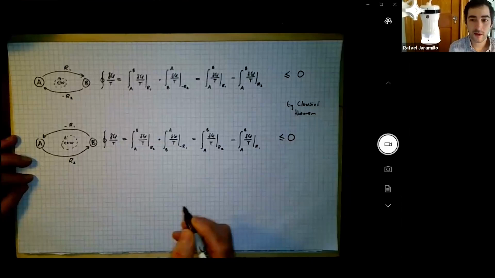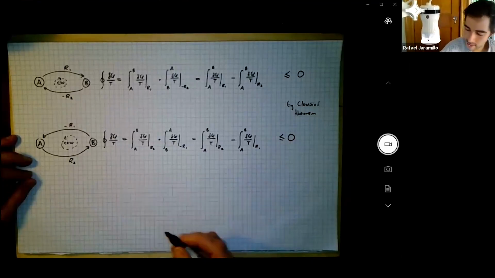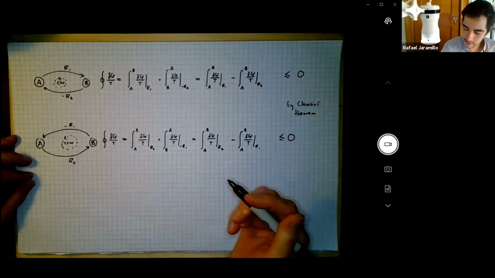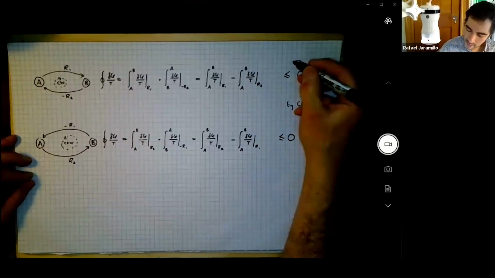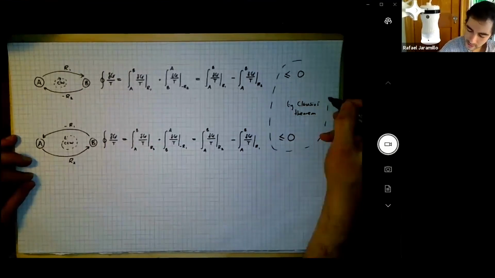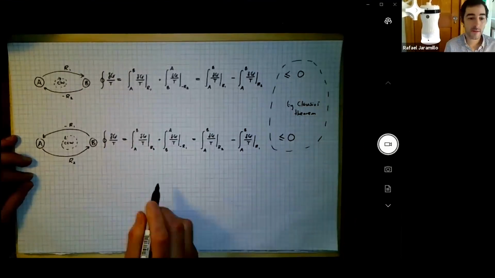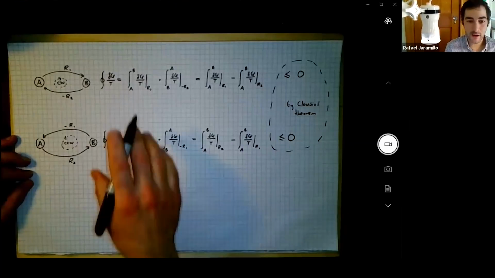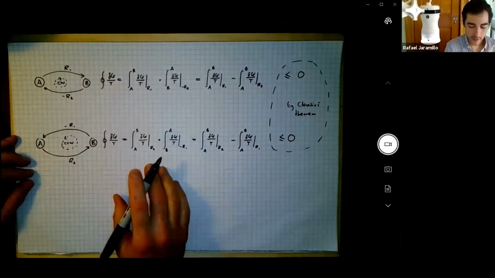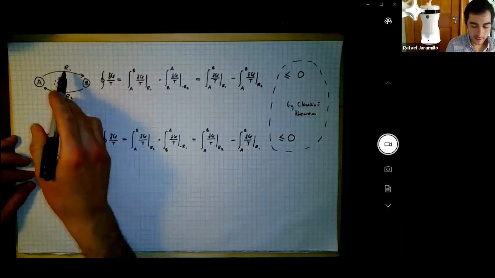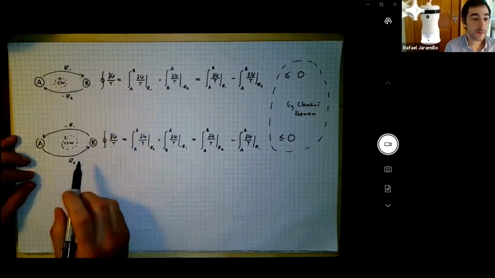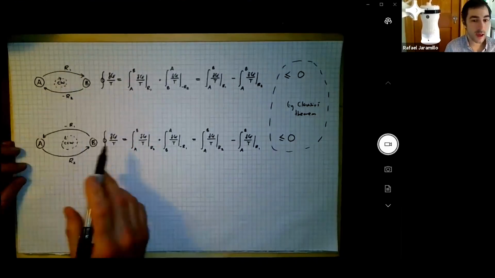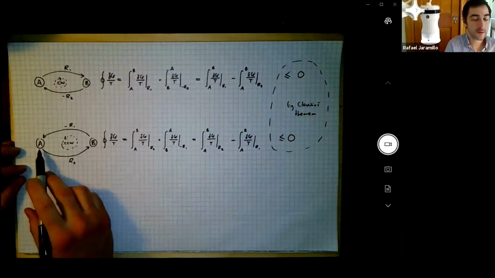Clausius is a fellow with an S at the end of his name, so that apostrophe is trying to be at the end after the S. But anyway, Clausius' theorem, I should say. By Clausius' theorem, both of these are less than or equal to 0. One way we went clockwise, the other way we went counterclockwise, but both were cyclic processes. We started at A, we returned to A.